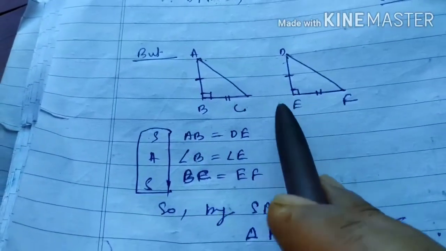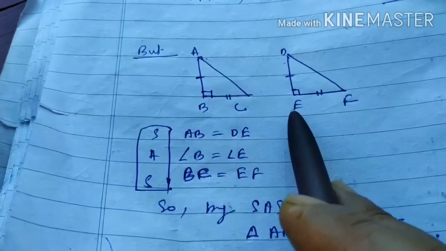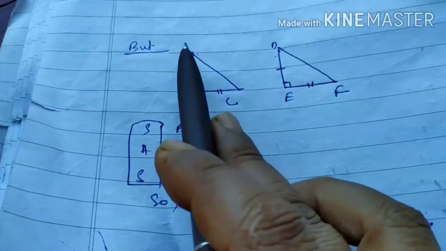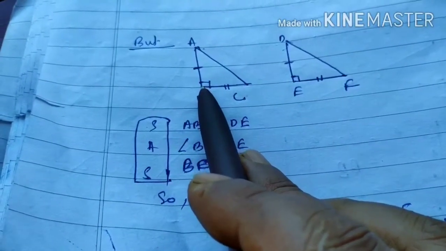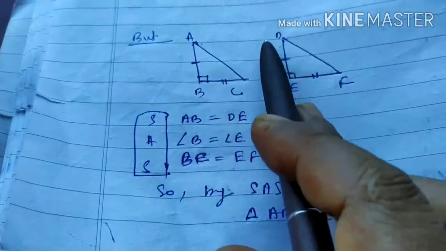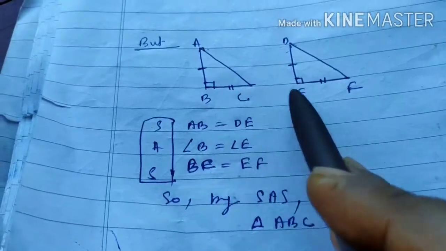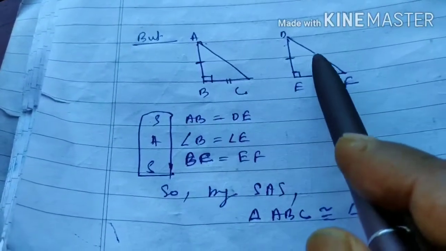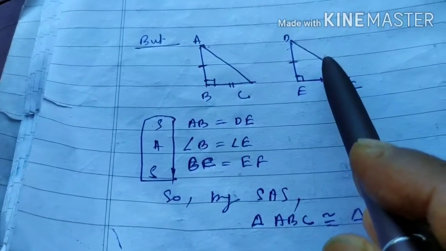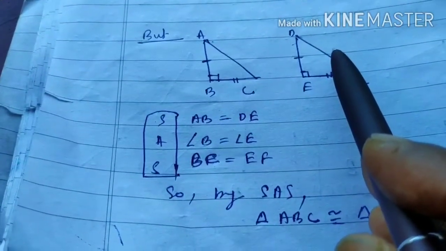ABC and DEF: here, the right angle is at B and the right angle is at E. According to the condition, AB, the height, corresponds to DE, and BC corresponds to EF. See the hypotenuse: the hypotenuse of one triangle equals the hypotenuse of the other, and that is why it is RHS, right angle, hypotenuse, side.